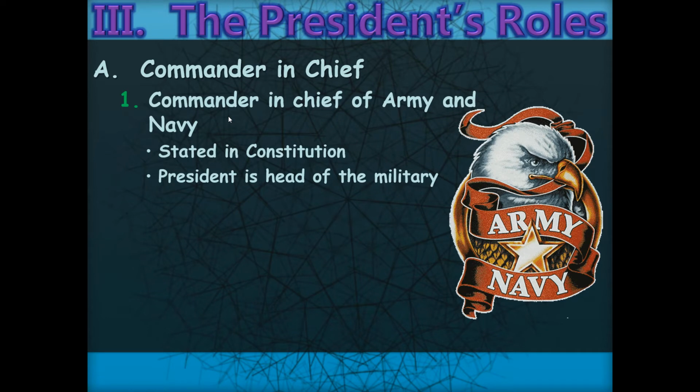Okay, so now we're going to go over the actual defined roles of the president. Some of these are, again, outlined in the Constitution. Others have come by tradition. Commander-in-Chief. The President of the United States is Commander-in-Chief of the Army and the Navy. That is outlined in the Constitution. The Air Force is not mentioned. Coast Guard, those aren't mentioned because we didn't have that when the Constitution was written, but it's understood that the president is also the head of those branches of the military as well.